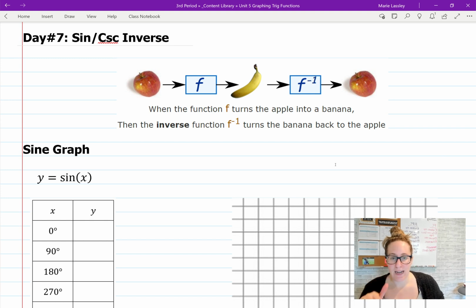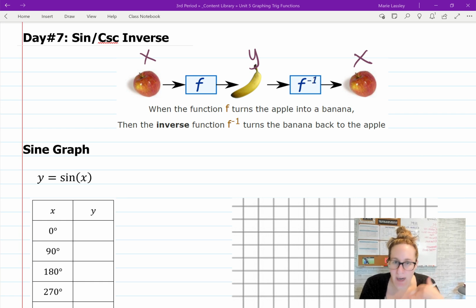All right, so in the original function, the internet is so slow. It's not loading my writing. Okay. Now it's loaded. All right, so the apple is our x, the banana is our y.